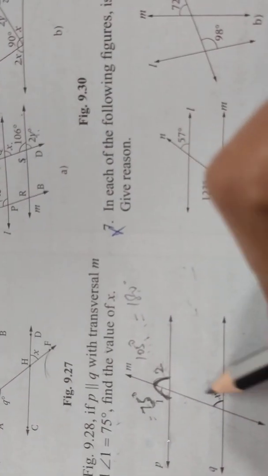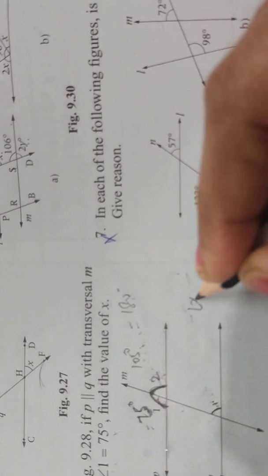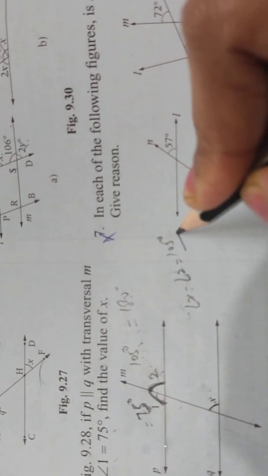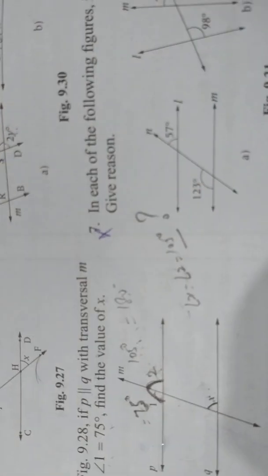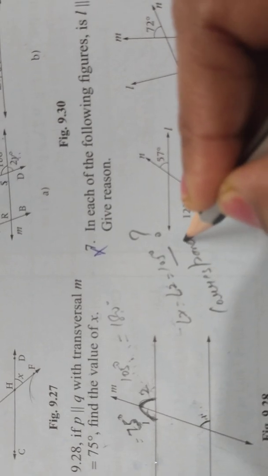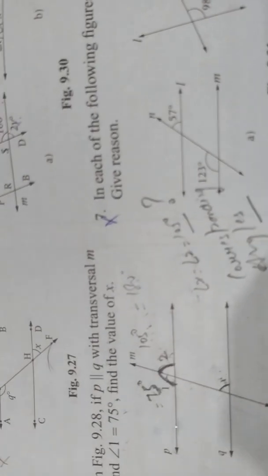Now angle x and angle 2 are equal. Why 105? Reason: because they are corresponding angles. Clear, students?